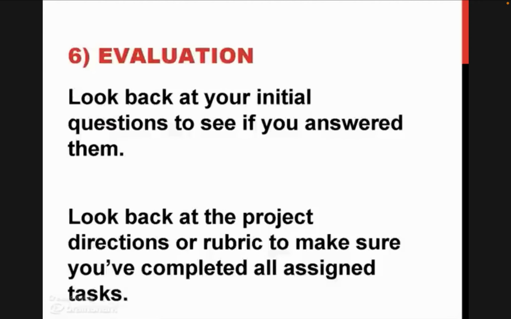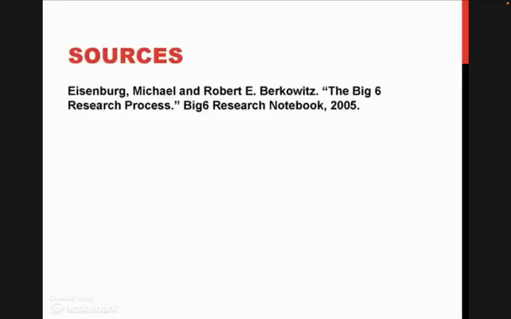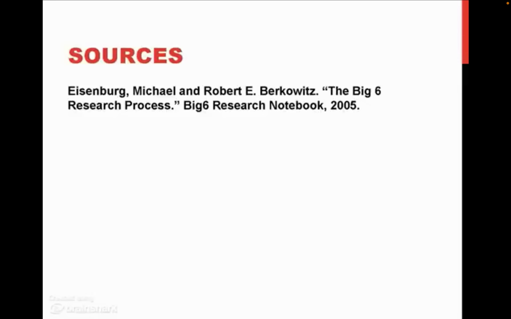Once you've written your rough draft, and edited and created a final draft, you want to evaluate your work. Look back at your initial questions to see if you answered them. Also, look back at the project directions that you were given by your teacher, or a rubric, to make sure that you've completed all assigned tasks. This concludes the Big 6 research process. Make sure you use these 6 steps next time you have a research project.